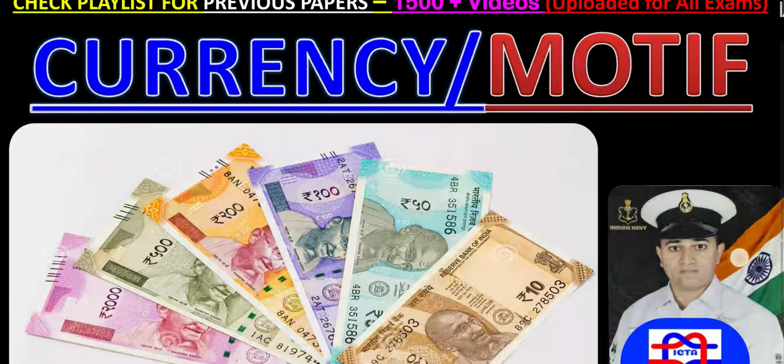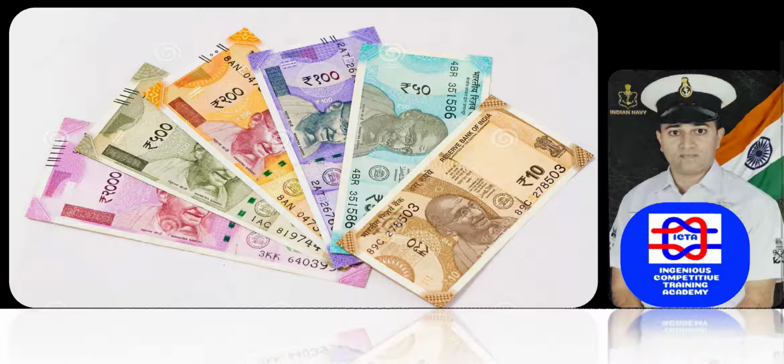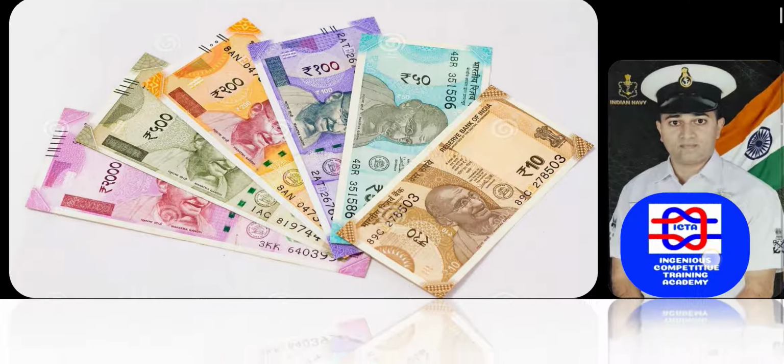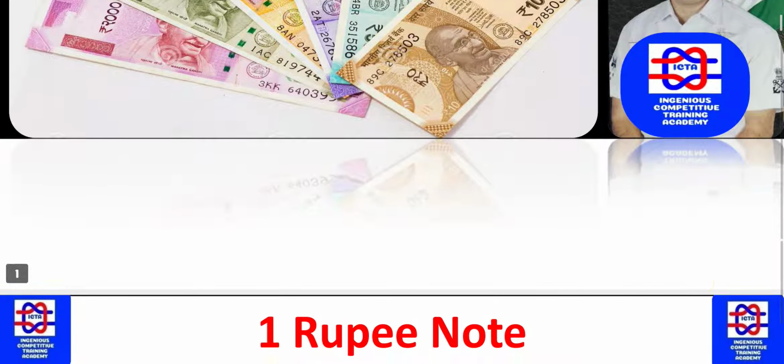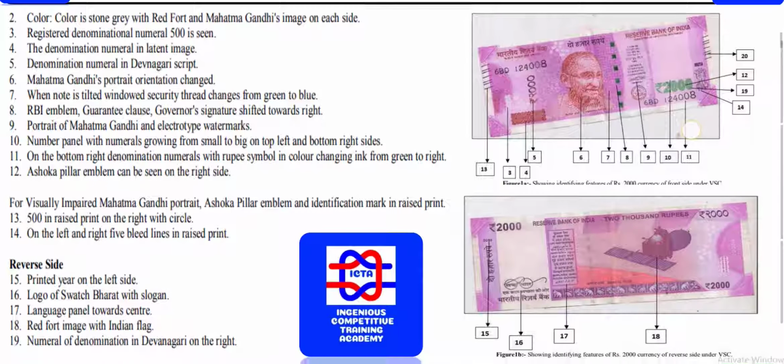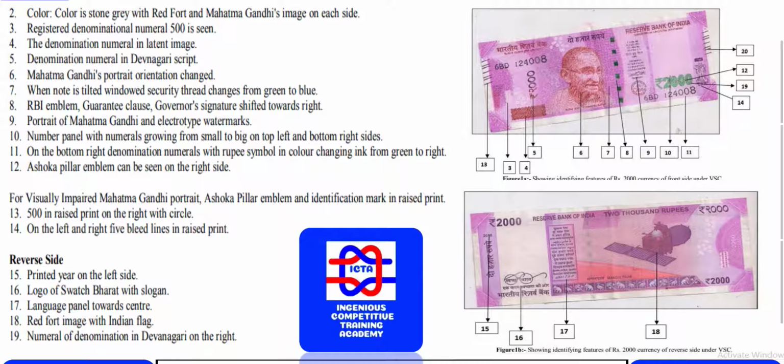Today, we will be discussing the currency and the motif of the currency and respective details of Indian currency. We know that we have the currency notes, on which there is a logo and everything. We'll go through what exactly the currency notes have and the details of it. If we say the color, we have to identify a respective note and denomination, whatever the value we have, and the denomination numeral in latent image as well as a numeral in Devanagari script.